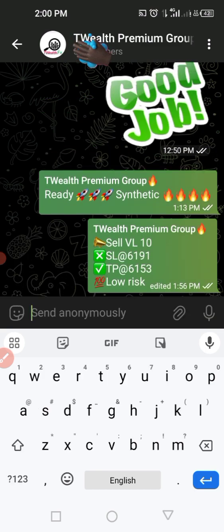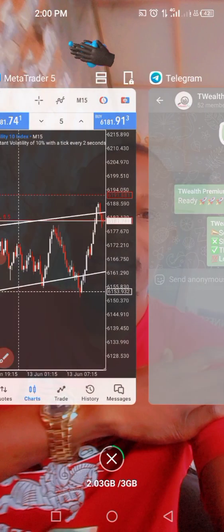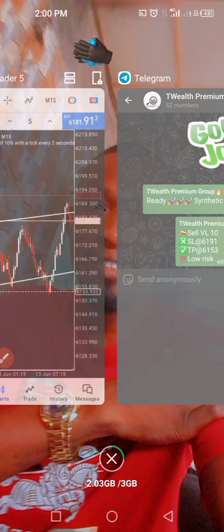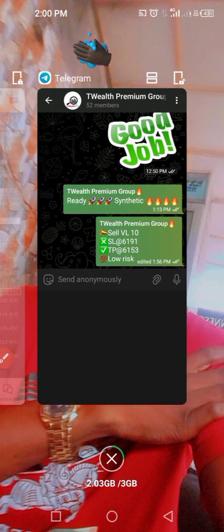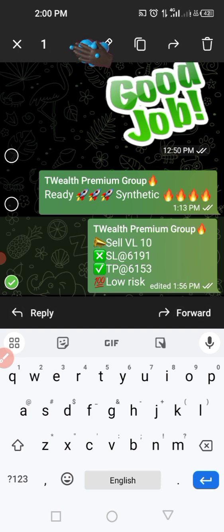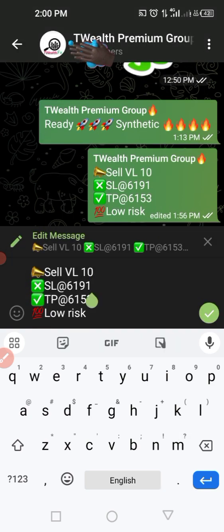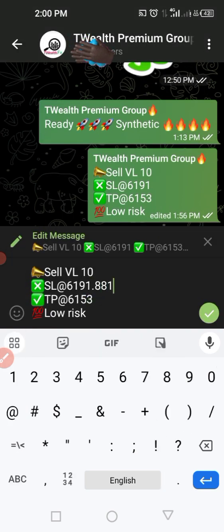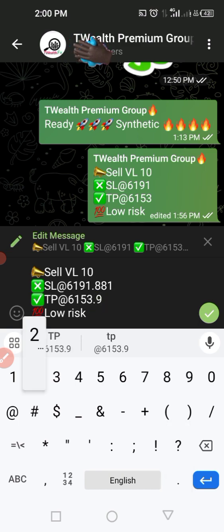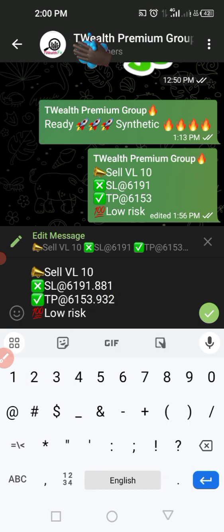You get the point now. You get how we roll it. 61.53, 61.91, 61.81, 61.932. Okay, so let's put both the decimal points. 61.81, 61.93, is it 61.932 or 61.9 something?